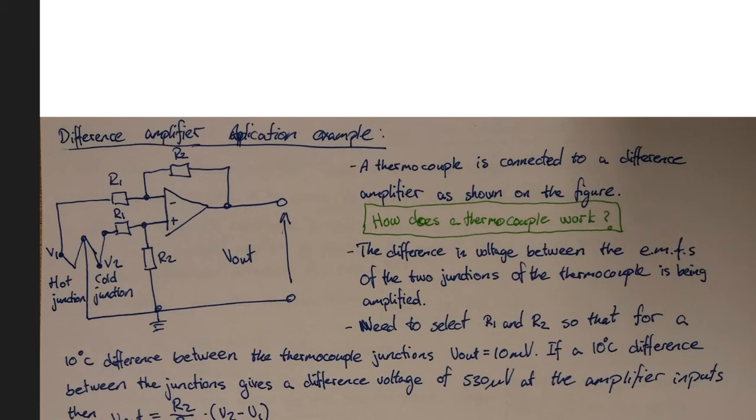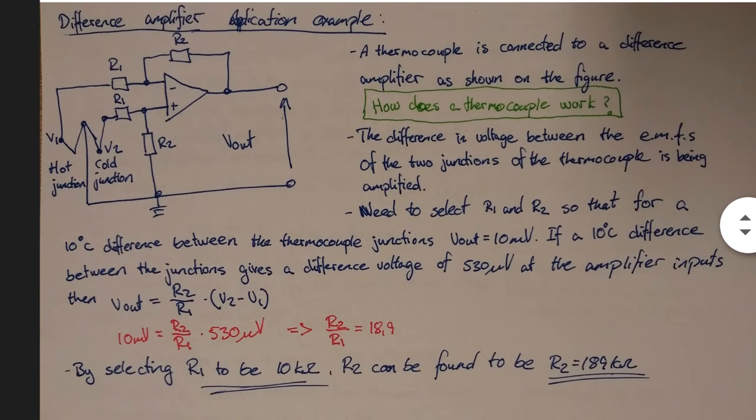Now again, if we take an application example for a difference amplifier, we can have a circuit where we have a thermocouple connected between the inputs, as shown on the figure. If you don't know how a thermocouple works, then you can try and search for information on that. But what we want to know here is that the difference in voltage between the EMFs of the two junctions of the thermocouple is being amplified.